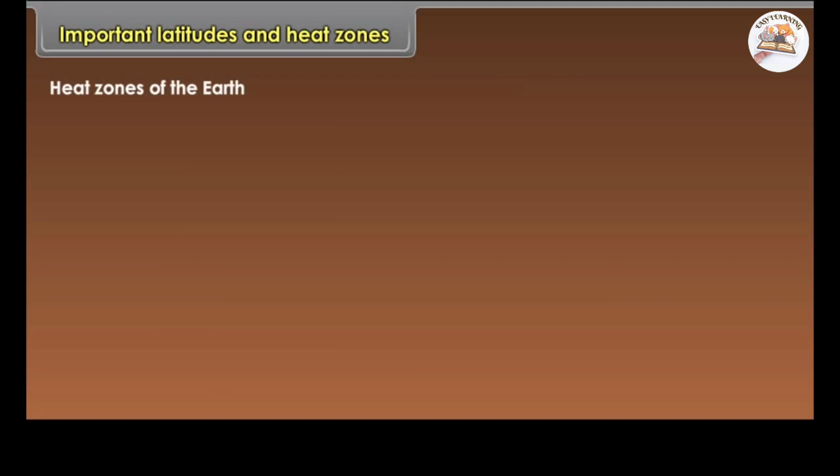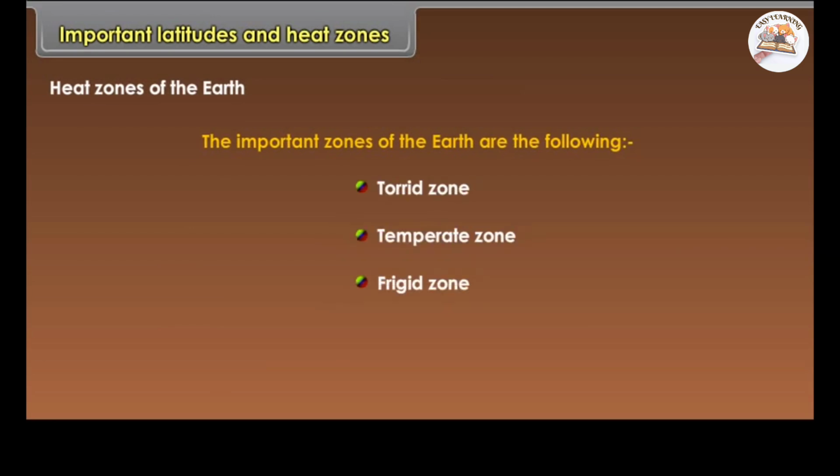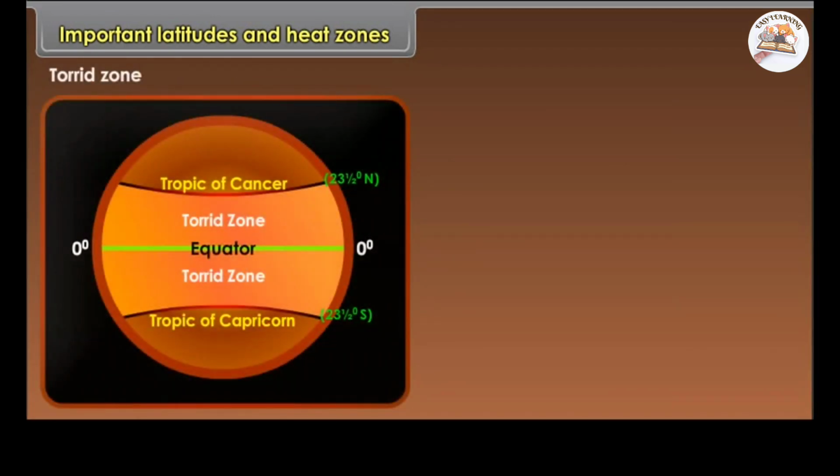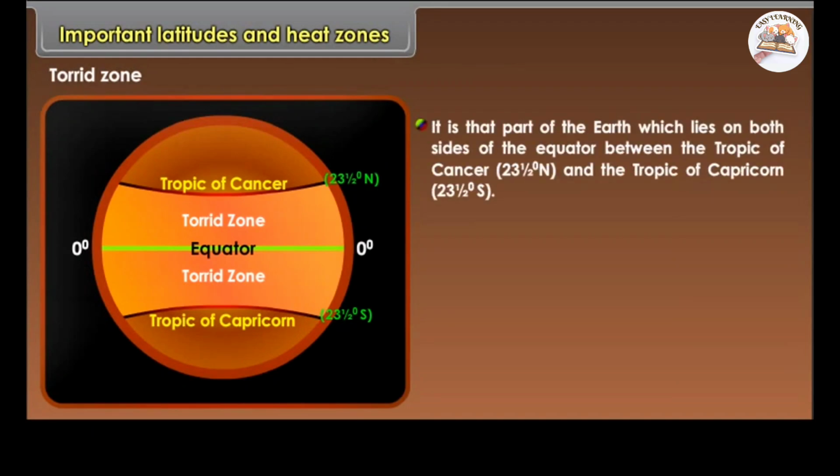Heat zones of the Earth. The important zones of the Earth are the following: torrid zone, temperate zone, frigid zone. Torrid zone. It is that part of the Earth which lies on both sides of the equator between the Tropic of Cancer, 23.5 degrees north, and the Tropic of Capricorn, 23.5 degrees south.